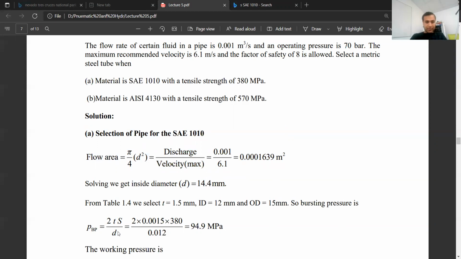So 2 times thickness 1.5, multiplied by 380, and the inner diameter is 12. That will give you the answer of 95 megapascal. It's not going to be 94, this is 95 megapascal. Yeah, you have 95 megapascal as an answer.